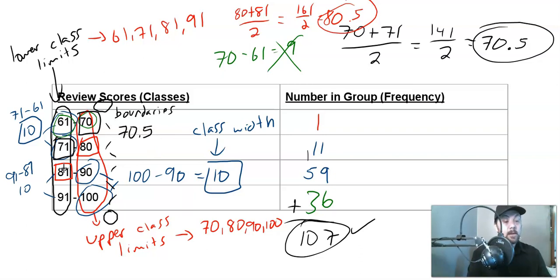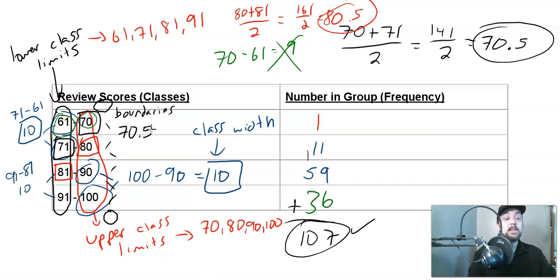The lower class limits are all spaced out at a distance equal to the class width, right? 61, the next lower class limit is 71. It's 10 away. The next lower class limit is 81, which is 10 away, et cetera, et cetera. Same for the upper class limits, right? So the first upper class limit is 70. The next upper class limit is 10 away, which is 80. The next upper class limit after that is 10 away, which is 90, et cetera, et cetera.